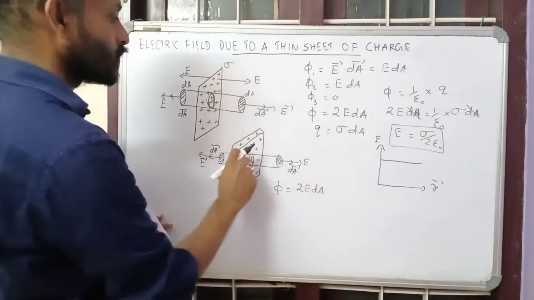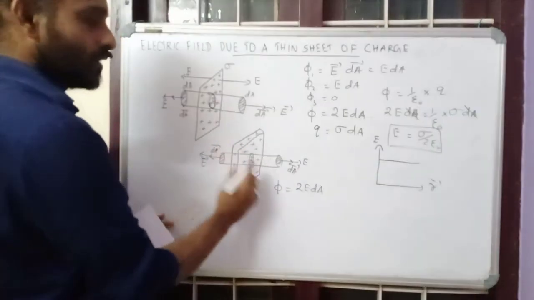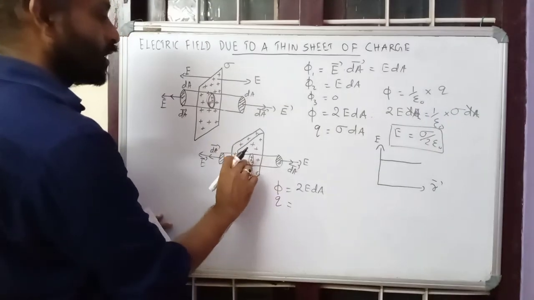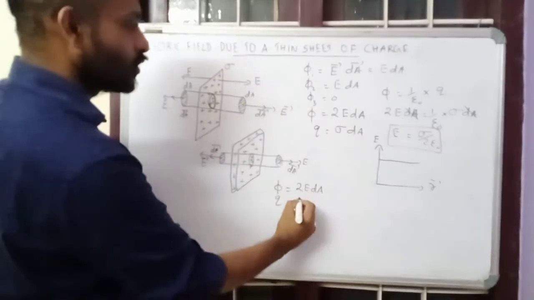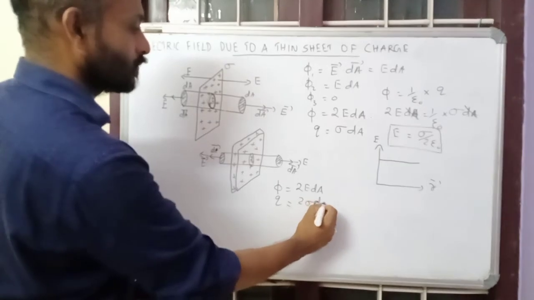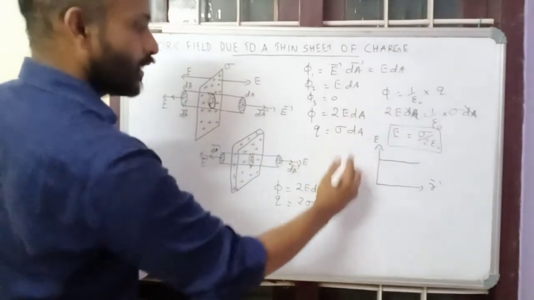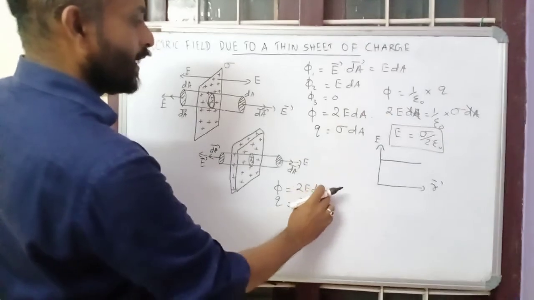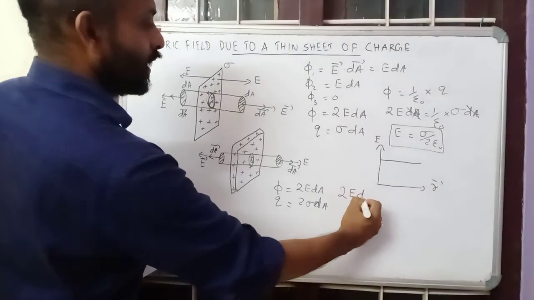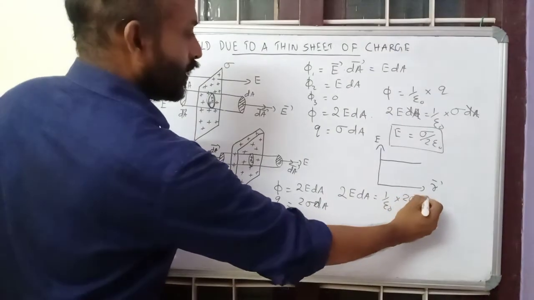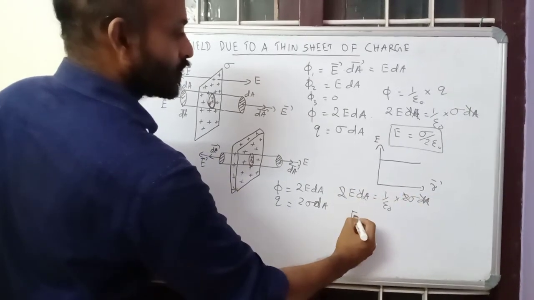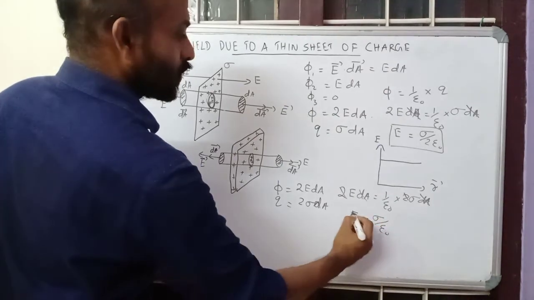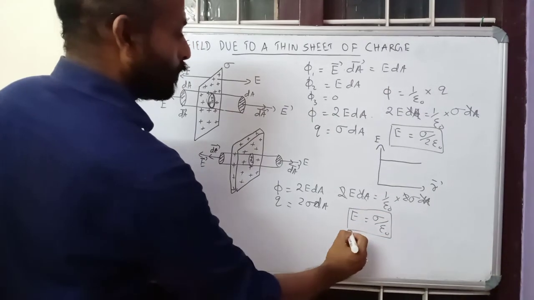Now what is the charge enclosed? We need to consider charge on both sides. The charge enclosed on one side will be sigma into dA, and the back side also sigma into dA. So 2 sigma dA will be the charge enclosed. Applying Gauss's law as we have done here, the total flux 2 EdA is equal to 1 by epsilon 0 times charge enclosed, 2 sigma dA. So the dA and 2 cancel. You will get E is equal to sigma by epsilon 0. This is the electric field due to a plane conducting sheet.